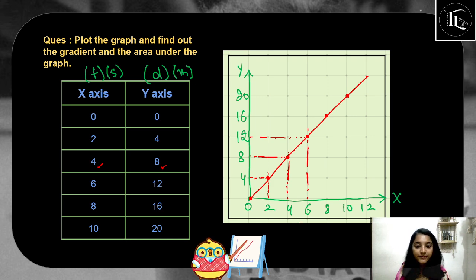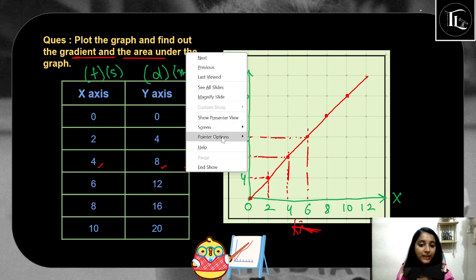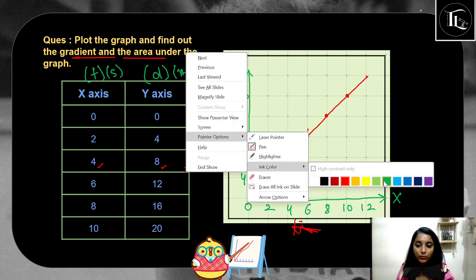I hope it's clear. And yes, you have to write the x-axis and y-axis. Obviously, you have to write time, you have to write distance here. But now it is also asking us to find out the gradient and the area under the graph here. So let us find out that also.